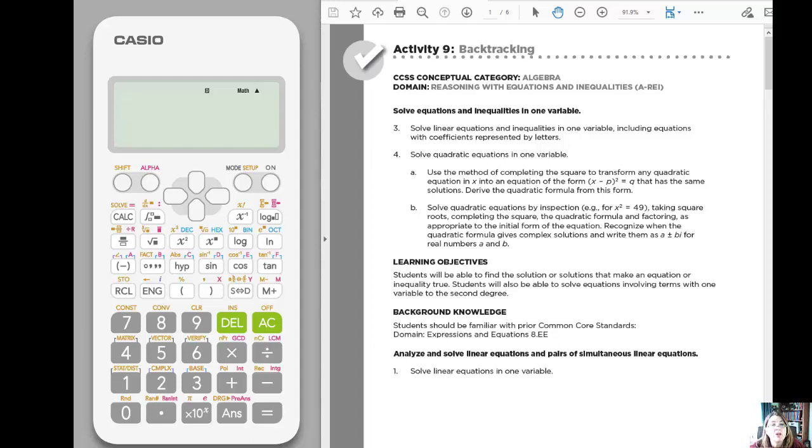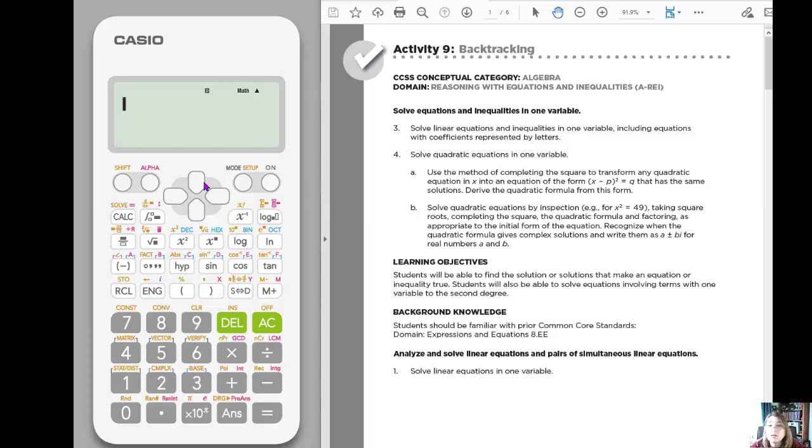Today I am using the fx-115ES PLUS 2 calculator. So this is the emulator that I'm using. And I wanted to just focus on two different functionalities that relate to the two activities that I'm reviewing today. There's a lot more that you can do with this calculator, and I will definitely be coming back and doing some how-tos with it.